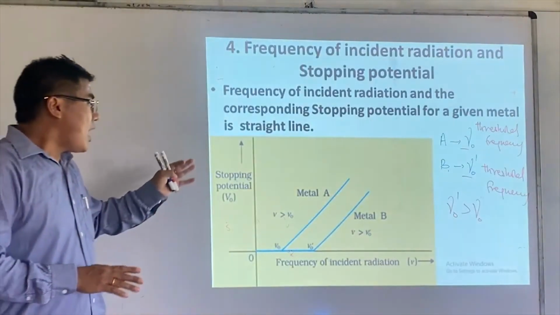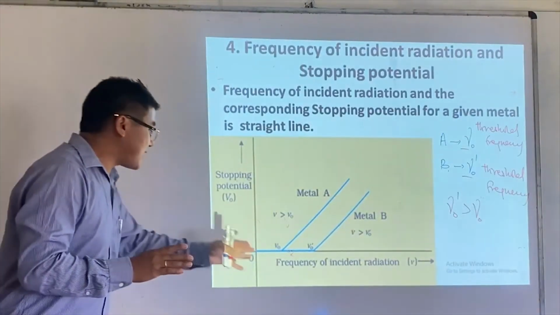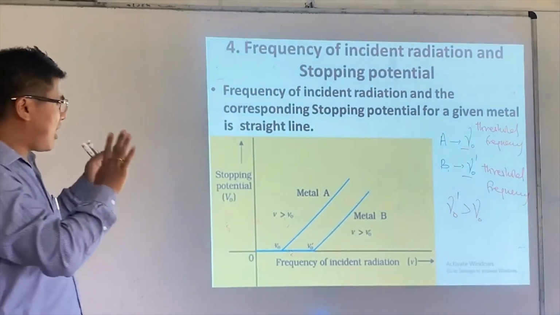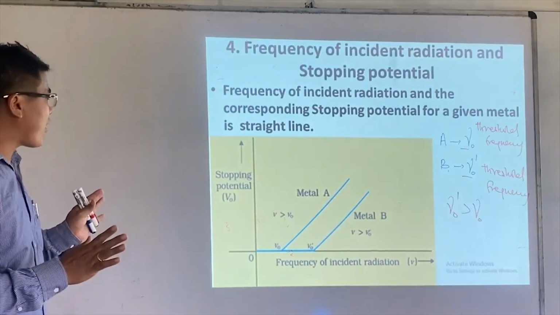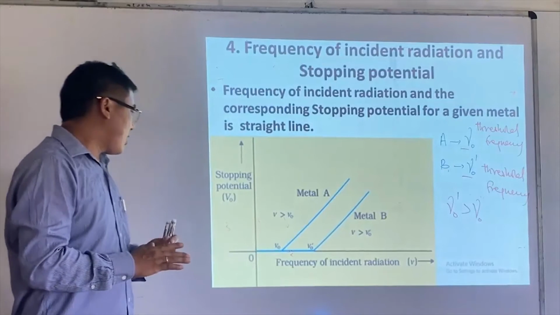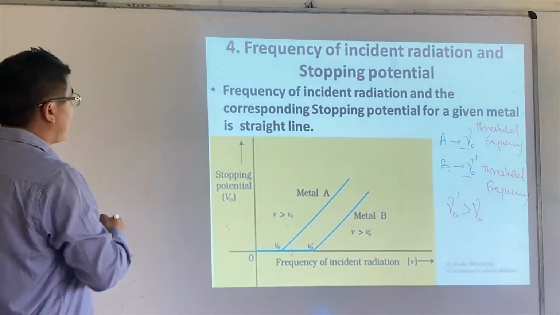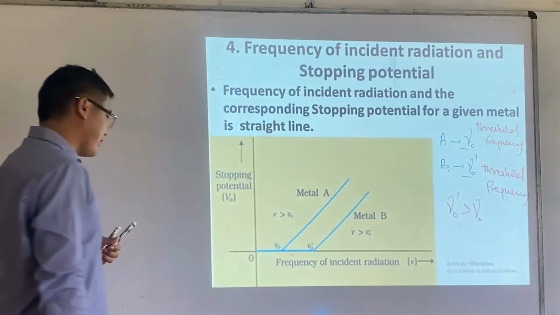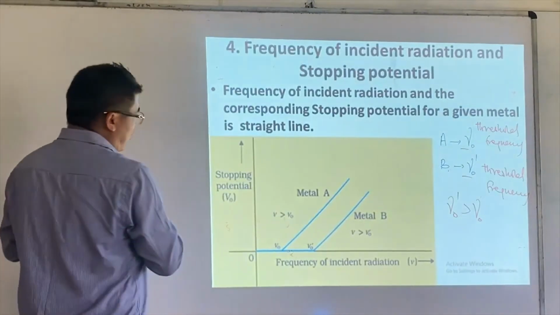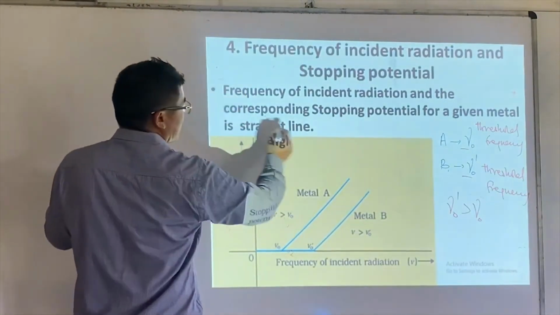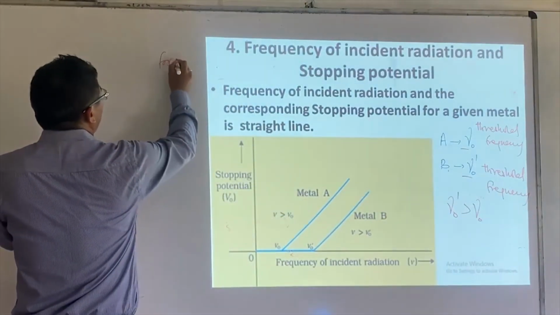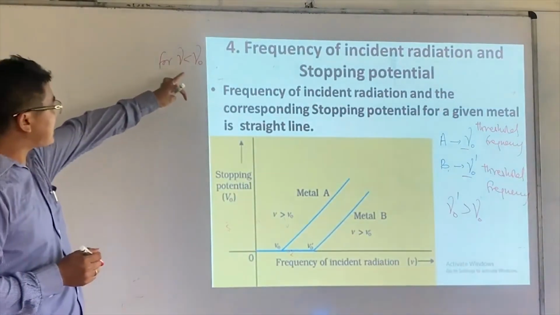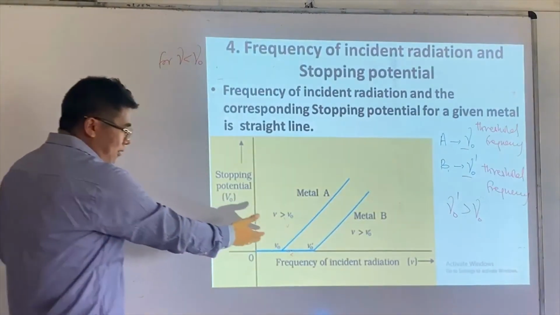So what I'm going to do is plot a graph between stopping potential and incident frequency of light. This graph is very, very important. I go on changing the frequency of light. So first we'll do it for metal A. For a frequency less than the threshold frequency, the stopping potential is zero.